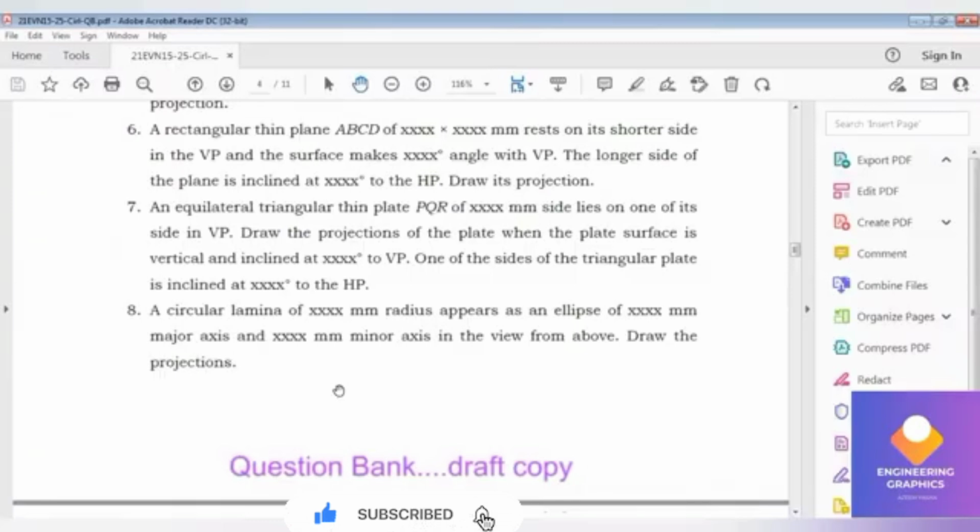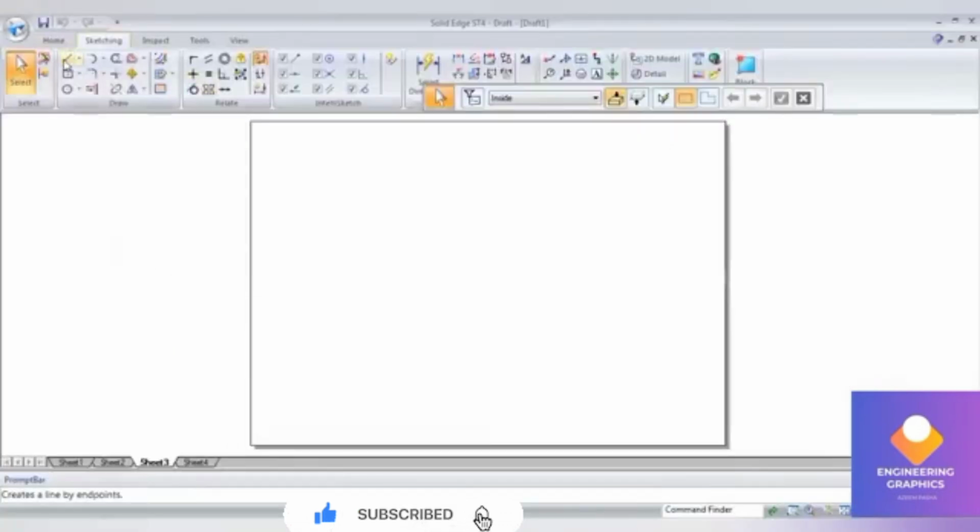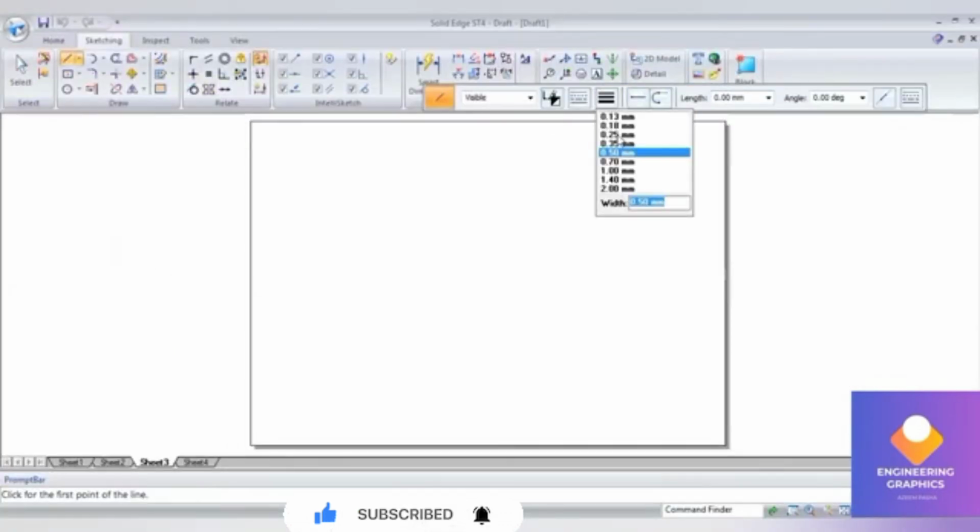And dash minor axis in the view from the above. In the view from the above means it is nothing but the front view. Draw the projections. Okay, so first I will construct a circle. Then I will draw the ellipse by using major axis and minor axis dimensions. Again, then I will complete the final position.